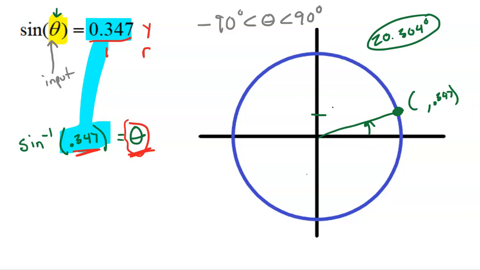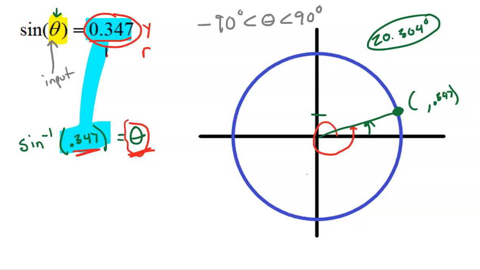But you have to know there's actually technically infinite more answers, because if I take 20.304 degrees and I add a full circle, that would be the angle that goes all the way around 360 and then the additional 20 degrees. That would be another angle that has that same y value of 0.347. Again, it's another one. But the calculator can't give me more than one angle because it's only allowed to have that one output.